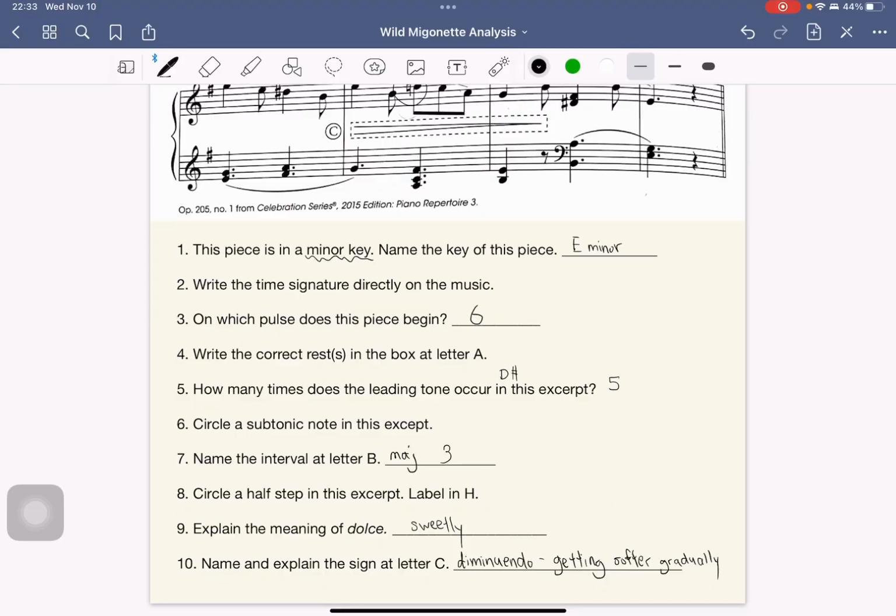And now that we're done the analysis, let's connect the dots between what you see and what you hear.